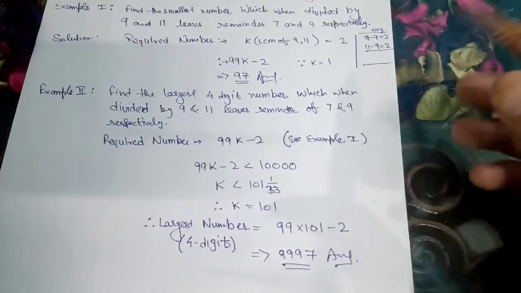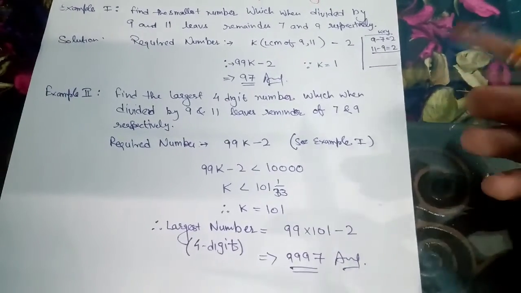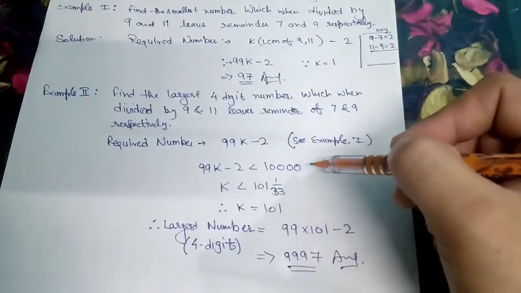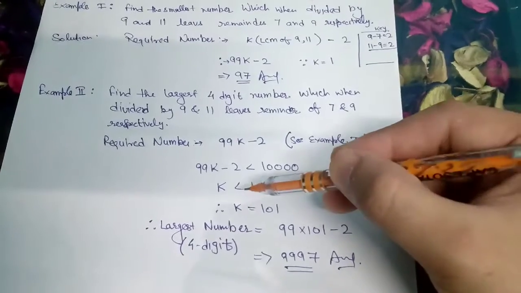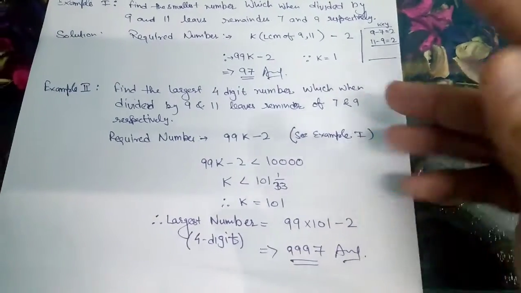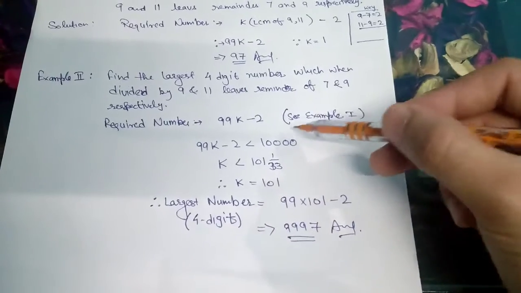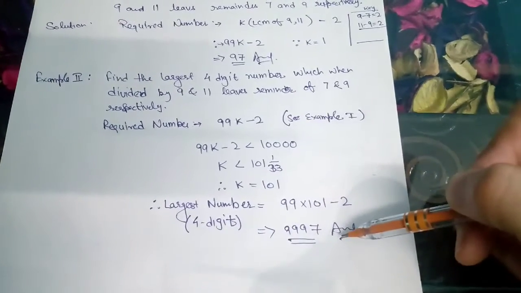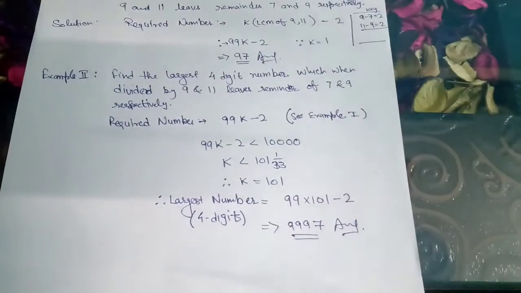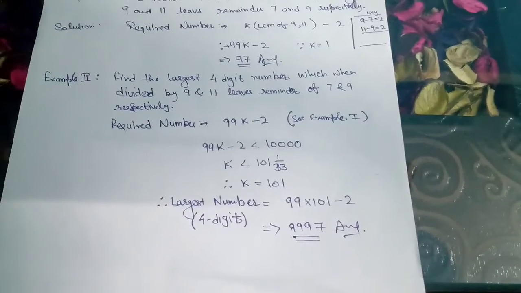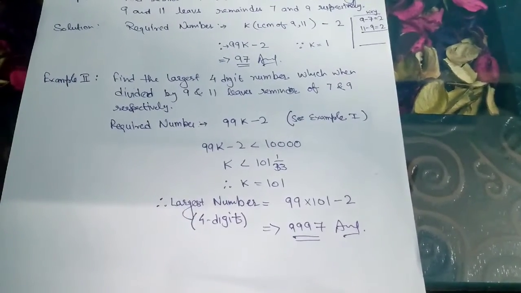Now we have to find the largest 4-digit number, so we are doing the calculation with respect to 10,000. Now the value of k comes to 101. And by putting the value of k as 101 in this equation, you will get the largest 4-digit number, which is equal to 9997. This is the largest 4-digit number.